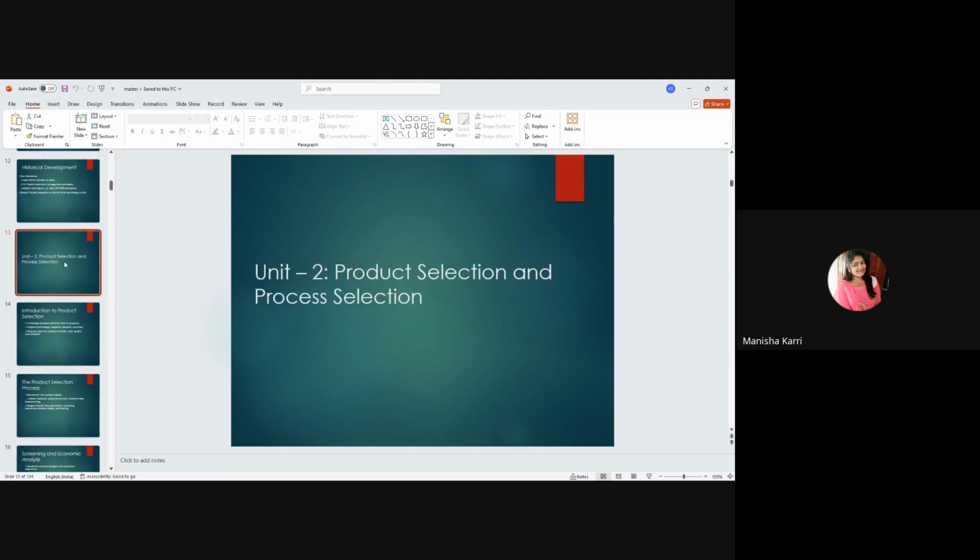Coming to product selection and process selection. So what do product selection and process selection mean? It is the process of deciding which products a company should make and sell. Why is it important? Choosing the right product is critical because it affects the company's market position, profitability, and also long-term success.